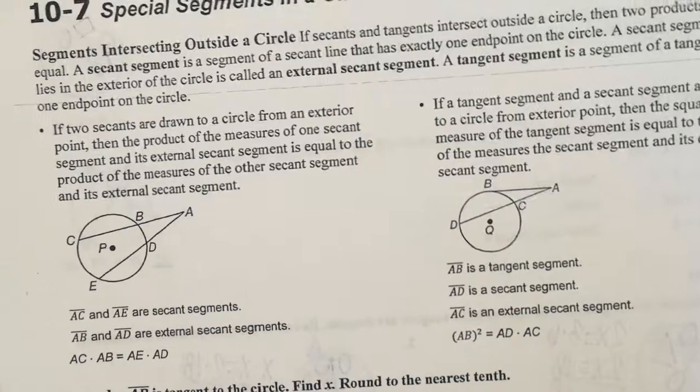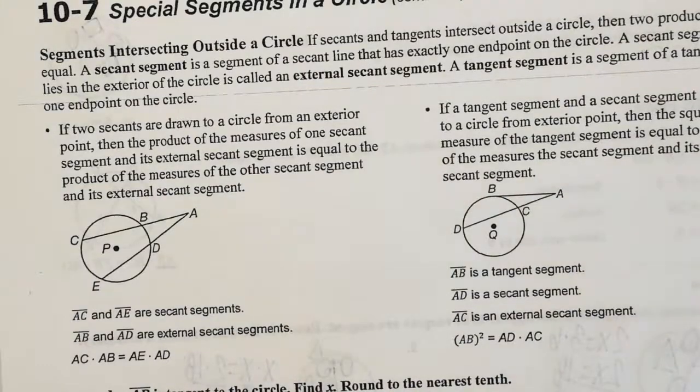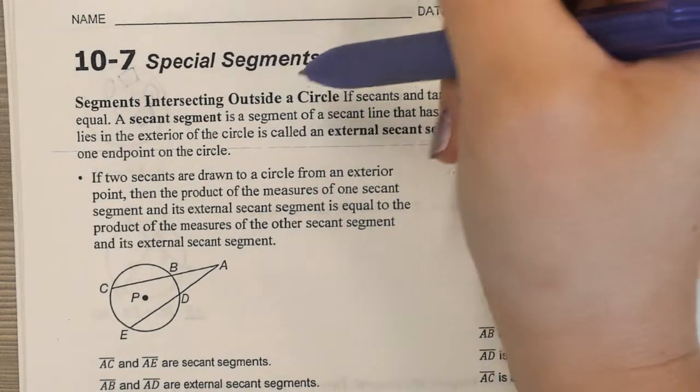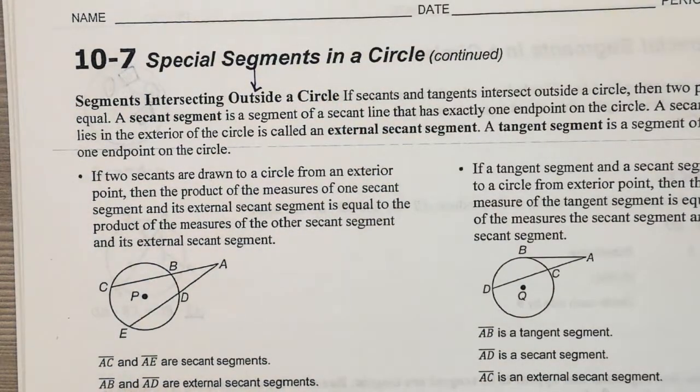All right. So that was just what happens when they intersect inside the circle. Now we're going to talk about what happens when they intersect outside a circle.